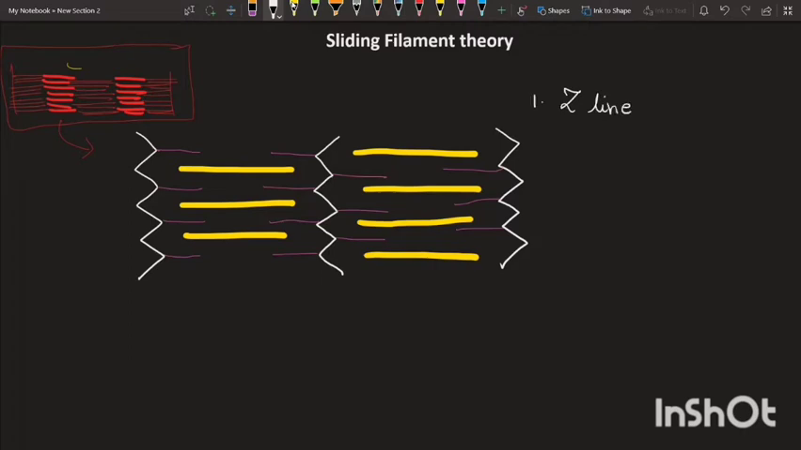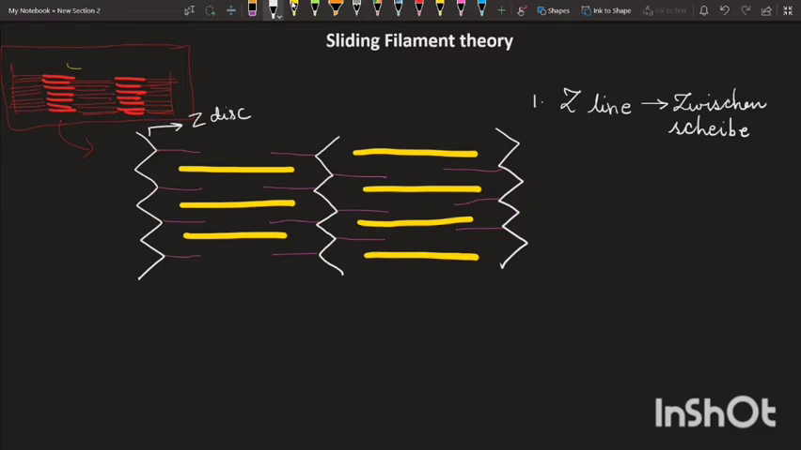And what is a Z line? Z stands for a German word, zwischen, which basically means in between. So in between, as you can see here, these lines are sort of dividing these filaments. Therefore these are known as the Zwischenscheibe or the Z band. So these are the Z discs.